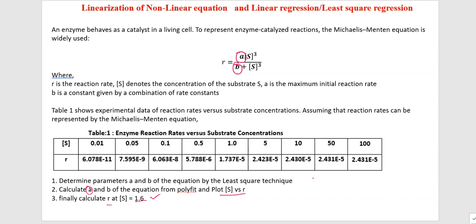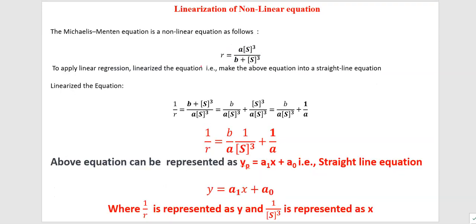Okay, now first I will explain how to linearize a nonlinear equation. This equation is actually a nonlinear equation, the Michaelis Menten equation. Now we have to linearize this equation. To apply linear regression, obviously we need a linear equation. So first we have to linearize this equation, meaning make the above equation into a straight line equation.